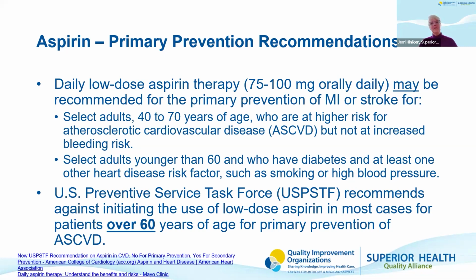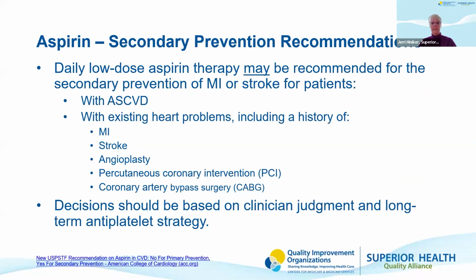But again, you have to look at those patients who do not have an increased bleeding risk. And then select patients under the age of 60 who have diabetes and at least one other risk factor, such as being a smoker or having high blood pressure. But overall, the U.S. Preventive Task Force recommends against initiating low-dose aspirin therapy in most cases for any patients over the age of 60 as primary prevention for ASCVD. So next slide, please.